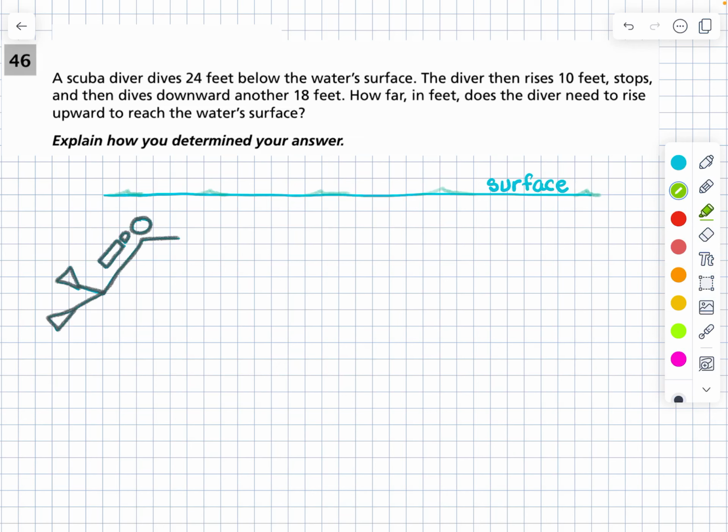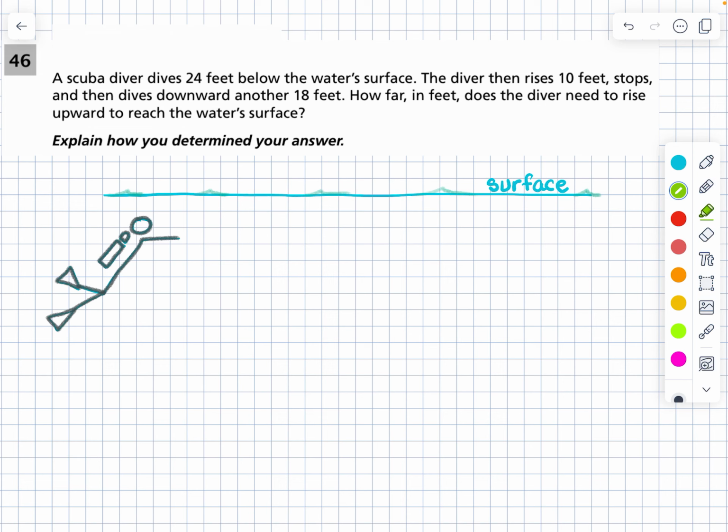Okay, a scuba diver dives 24 feet below the water's surface. The diver then rises 10 feet, stops, and then dives downward another 18 feet. How far in feet does the diver need to rise upward to reach the water's surface? And then they want you to explain how you determined your answer.